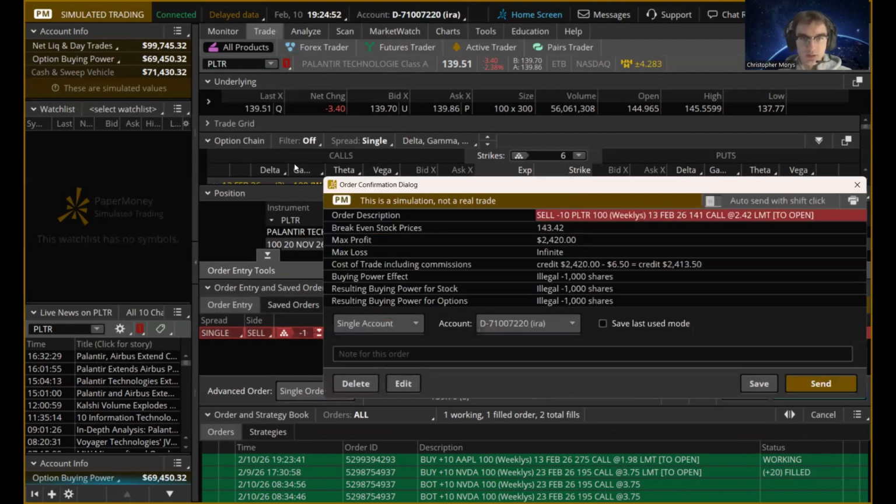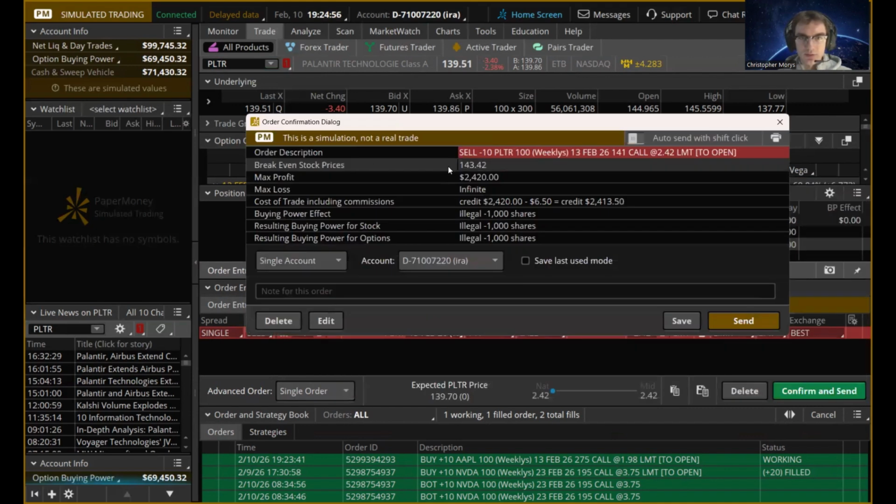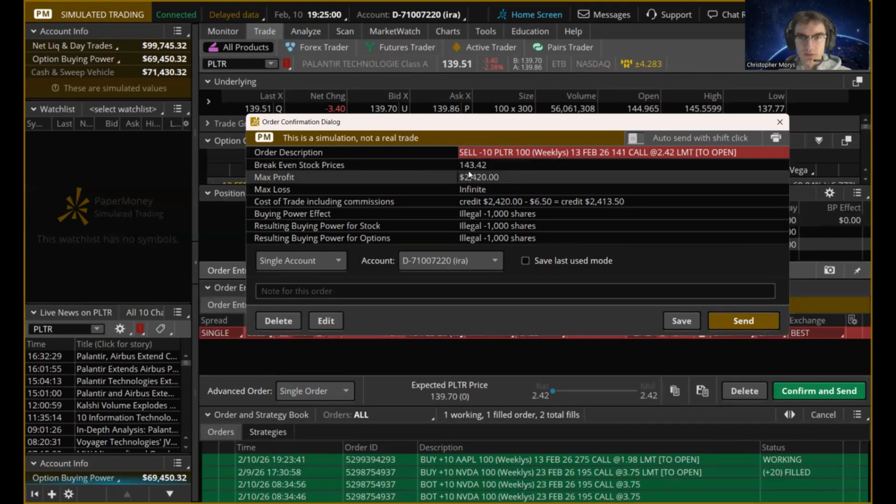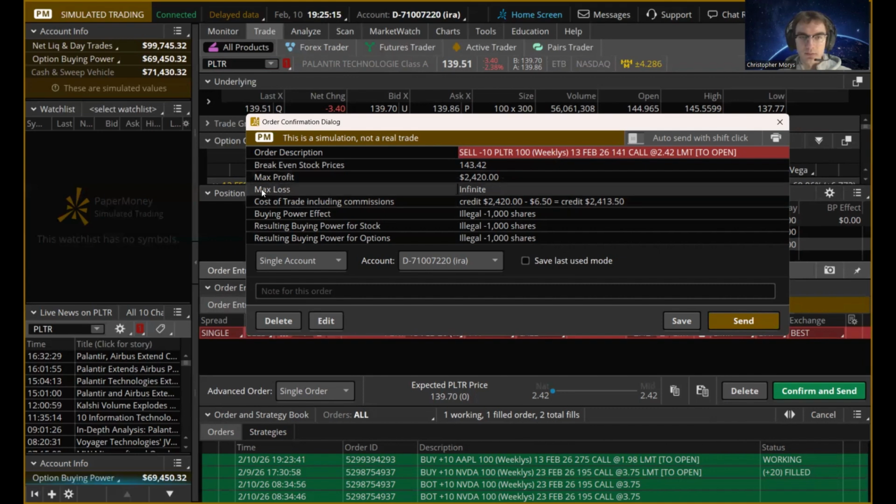So this is the break even price I would need for my trade to make zero profit. My max profit would be this number over here, which is the premium I would receive from the buy side. And for a short call, my losses are infinite.